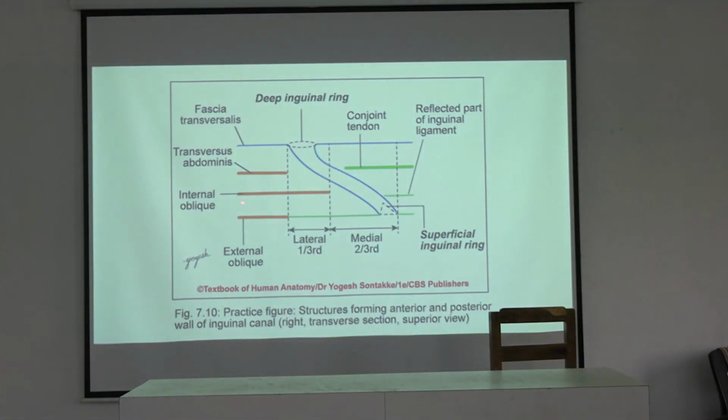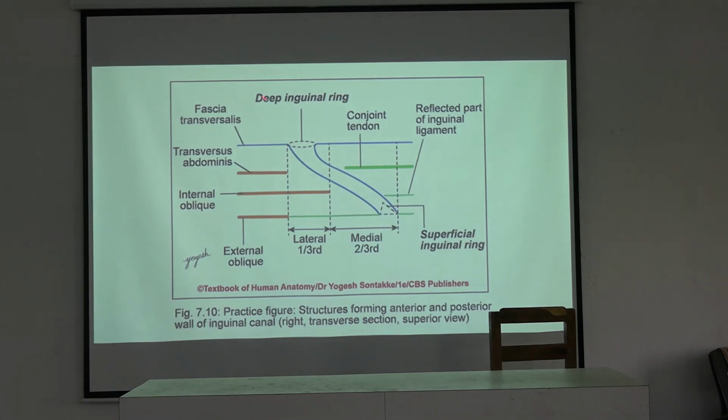Now, from outside, you are getting the external oblique muscle, internal oblique muscle, transversus abdominis muscle. This is the lateral side and this is the medial side. When you are approaching medially, this muscle becomes aponeurotic. So the green one is the aponeurosis. So this is external oblique and this is external oblique aponeurosis.